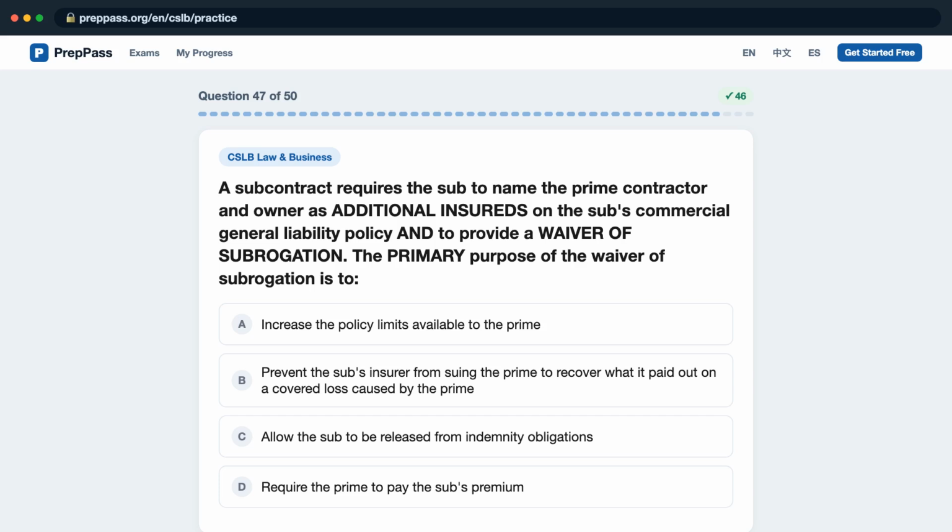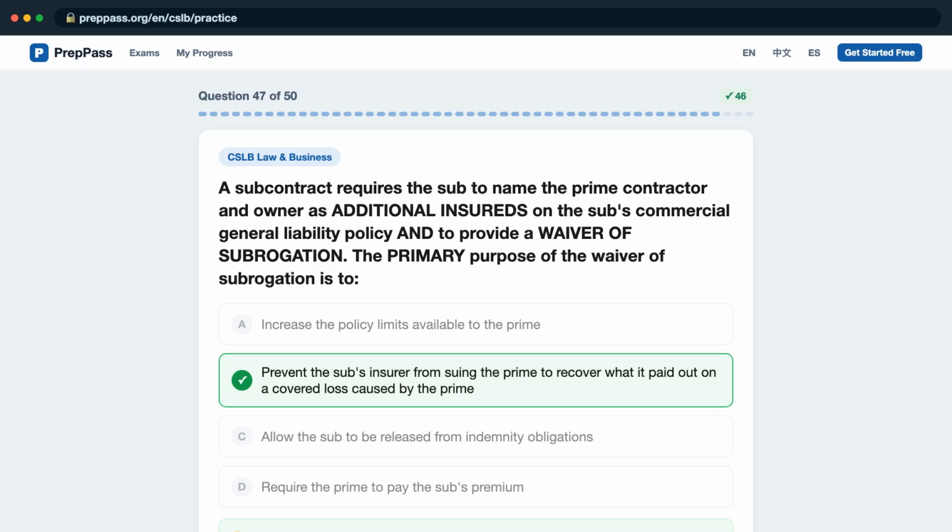C, allow the sub to be released from indemnity obligations. D, require the prime to pay the sub's premium? The correct answer is B.